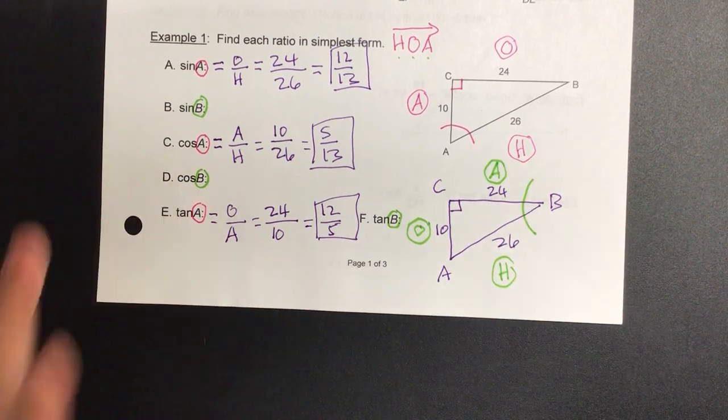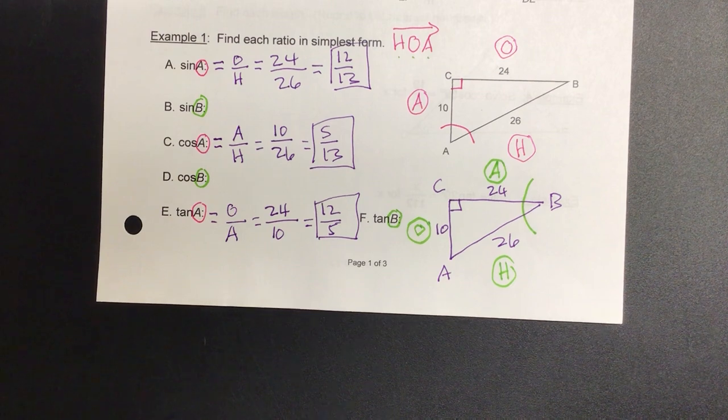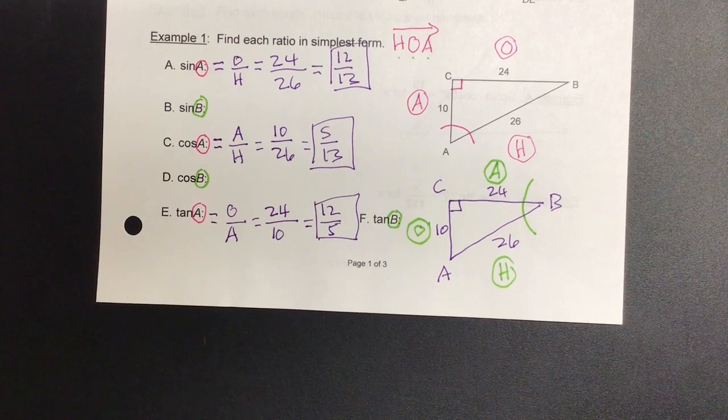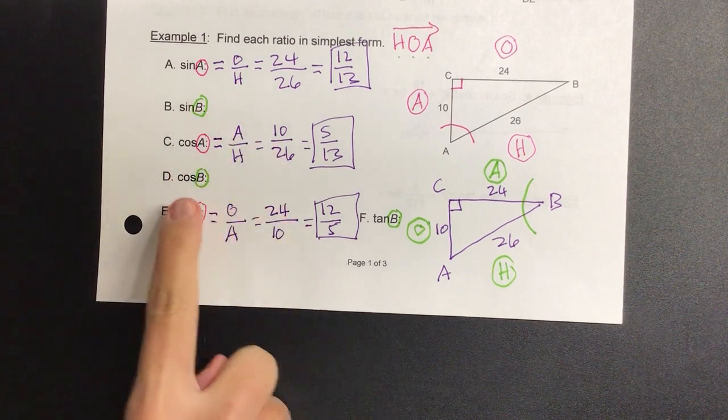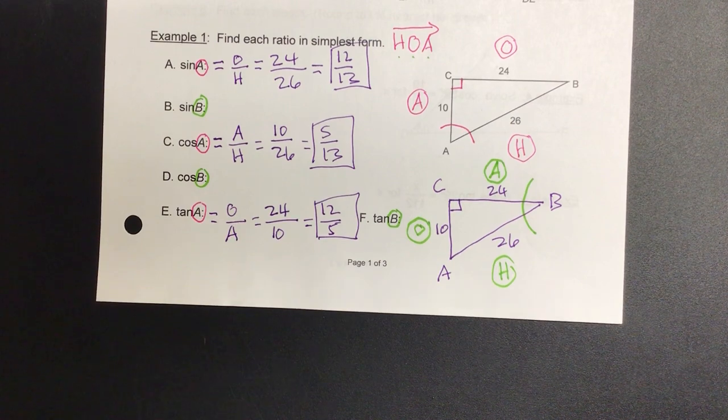So here's the bottom line. Depending on which angle you're looking at it from, the opposite and adjacent may switch. Okay? So with the partner, let's go ahead and answer the sine of B, cosine of B, and tangent of B. Go.